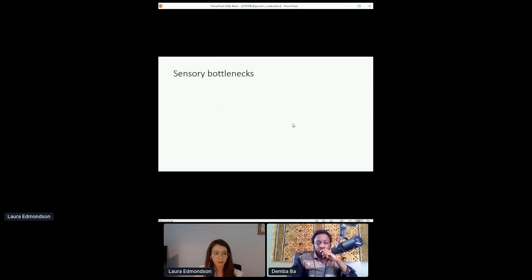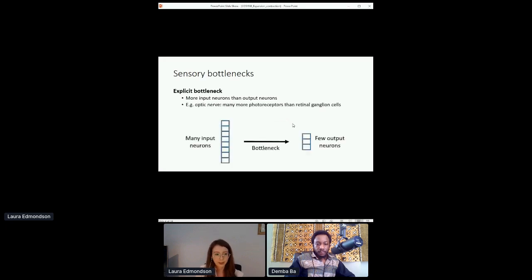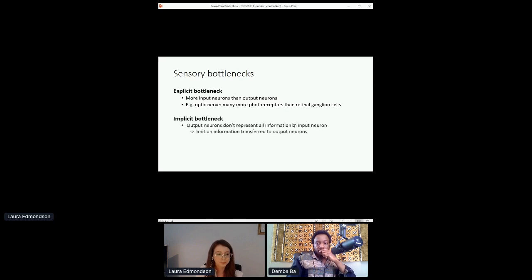So in the brain, we have this problem of sensory bottlenecks, and we can have an explicit bottleneck or implicit bottleneck. An explicit bottleneck is where there are a lot more input neurons than there are output neurons. For example, in the optic nerve, we have many input neurons, but the optic nerve acts as a bottleneck because there are fewer outputs, so things have to be compressed there. For an implicit bottleneck, the output neurons simply don't represent all the information in the input neurons. So this applies some kind of limit on the amount of information that we can transfer.